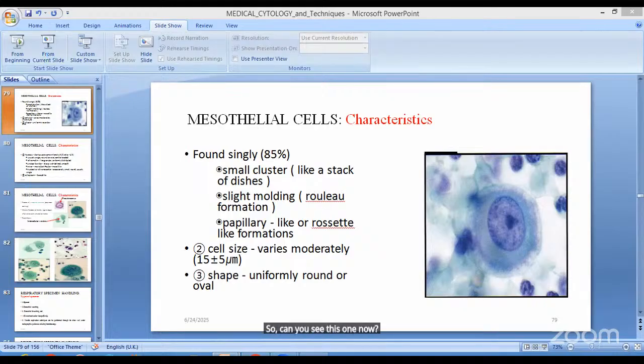Yes, sir. Mesothelial cell. Yeah, I'm talking about mesothelial cell. I'm trying to describe it for you so that you understand the characteristic. So the nucleus is half the size of the cytoplasm.